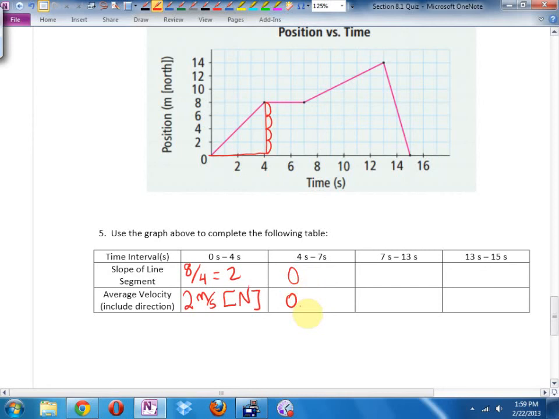From 7 to 13, 3 squares up, but what's each square worth? 2. So what's my rise really if it's 3 squares, each worth 2? 6 over 1, 2, 3, 4, 5. That's got a slope of 1. There you're traveling at 1 meter per second north.